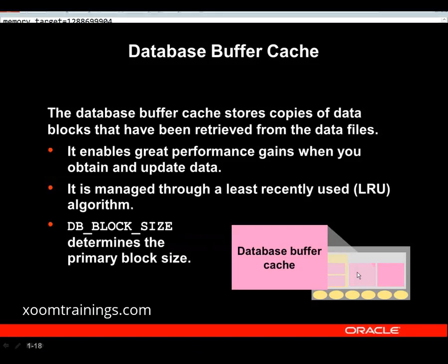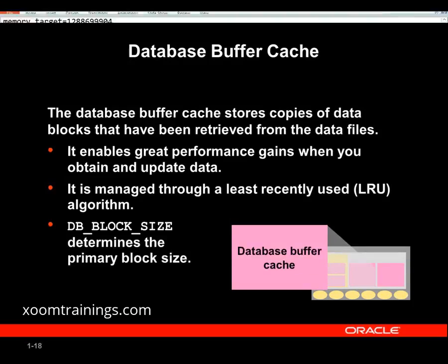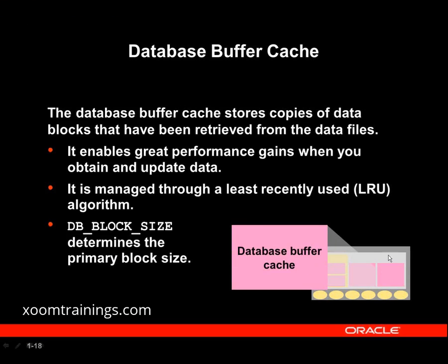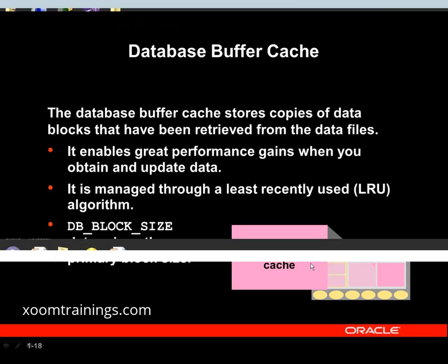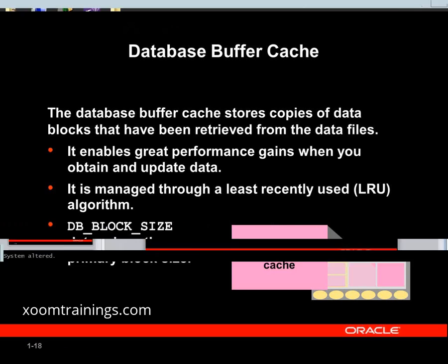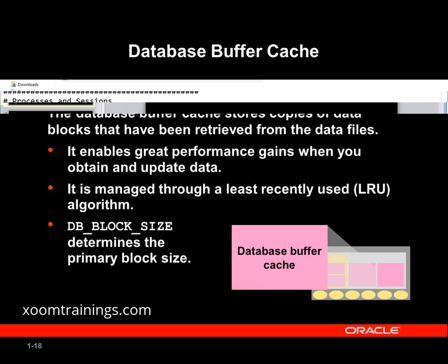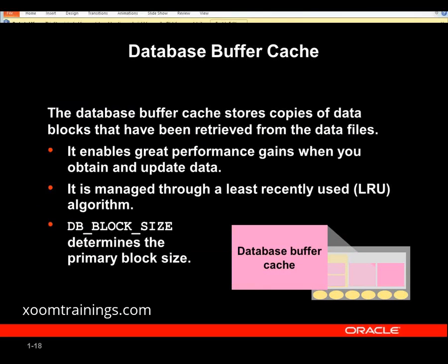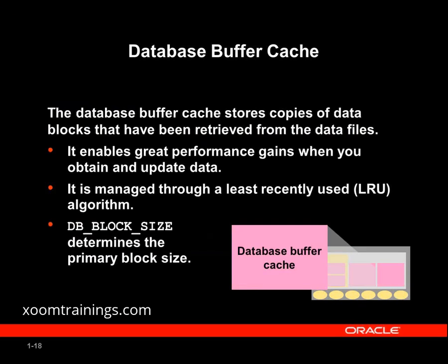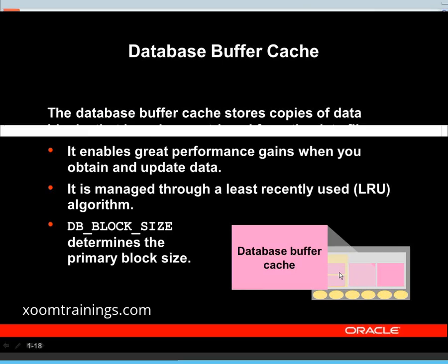Suppose, in a multi-user environment, I fired a command like select star from table, and somebody wants to update some statement from that table. In that case, that user is only validated by rights, and the server process will not read data from the database, because the block is already in the database buffer cache. So that makes the performance better.